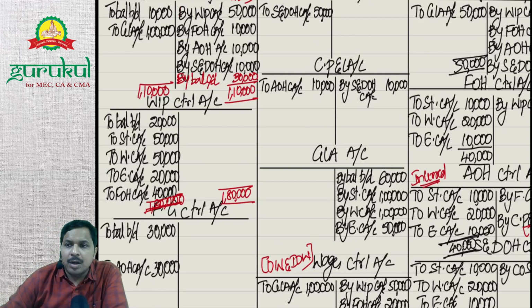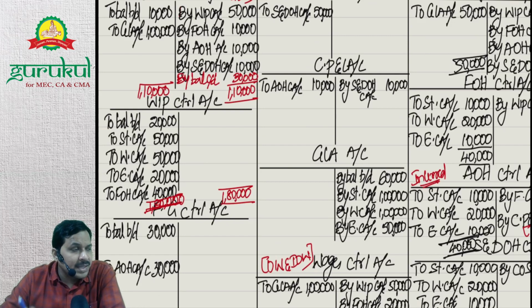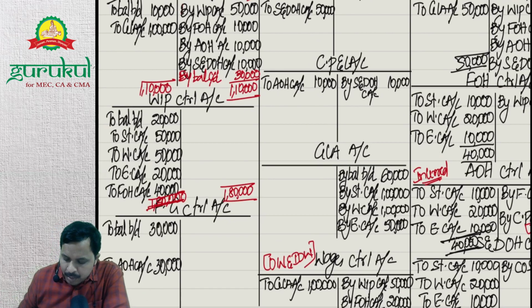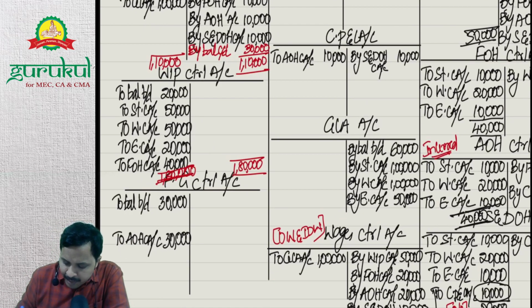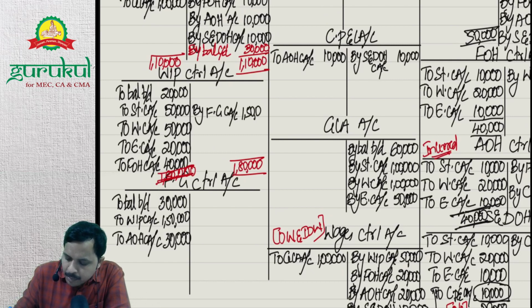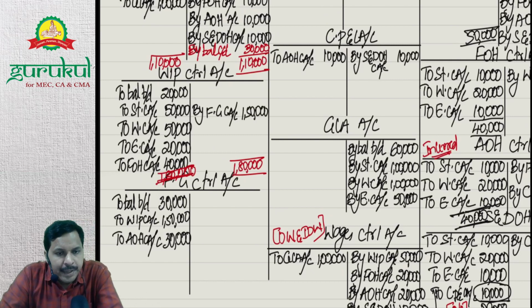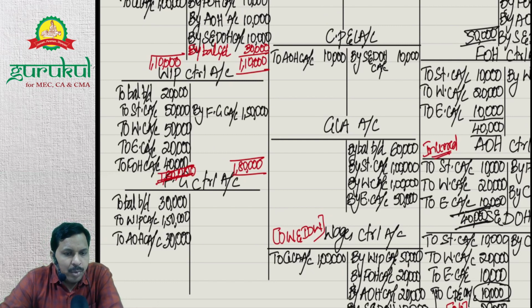Finished goods control account debit to work in progress control account. This entry is for finished goods produced. Write that: finished goods produced. Entry: finished goods control account debit to work in progress control account. That is the entry for finished goods produced.